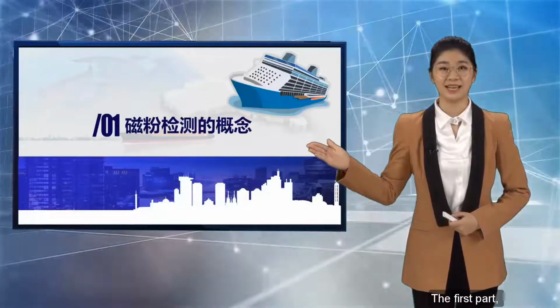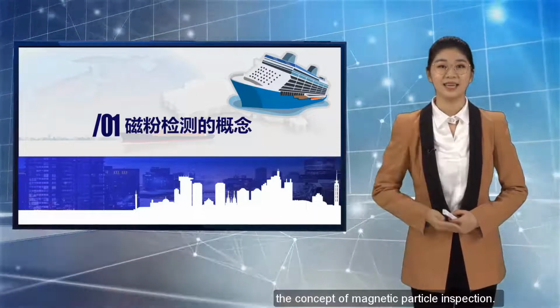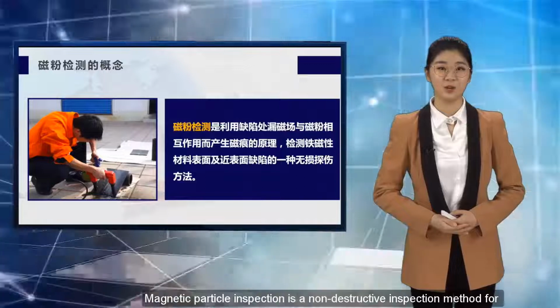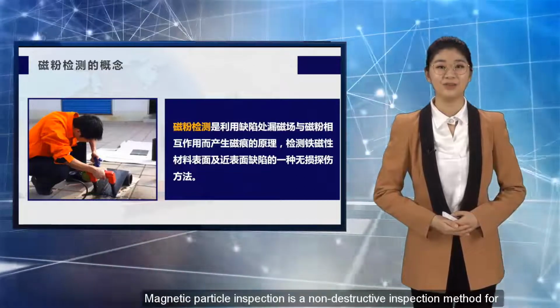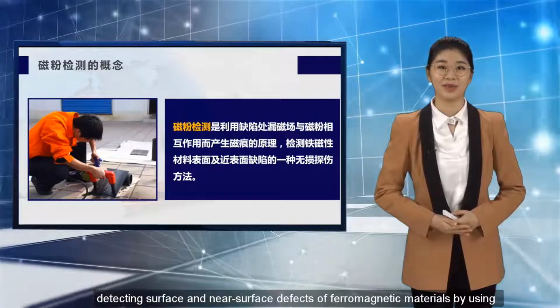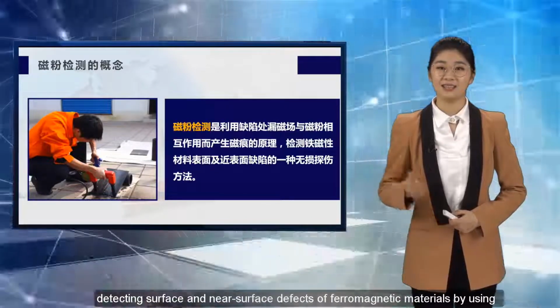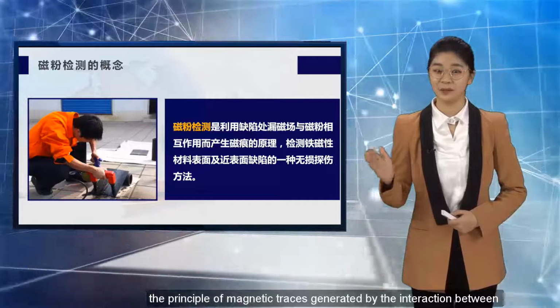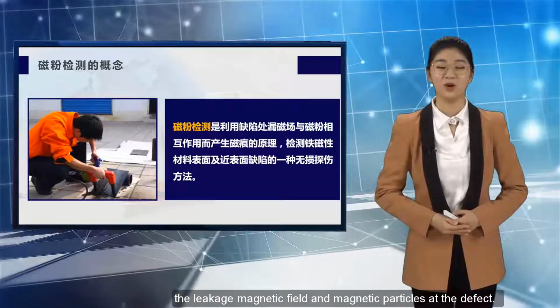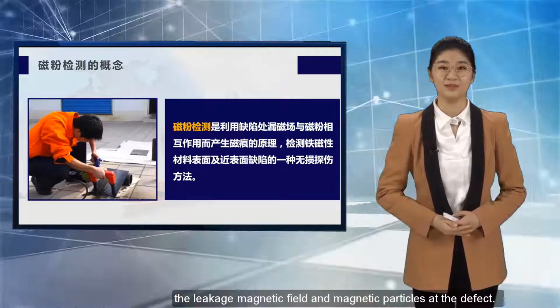The first part. The concept of magnetic particle inspection. Magnetic particle inspection is a non-destructive inspection method for detecting surface and near-surface defects of ferromagnetic materials by using the principle of magnetic traces generated by the interaction between the leakage magnetic field and magnetic particles at the defect.